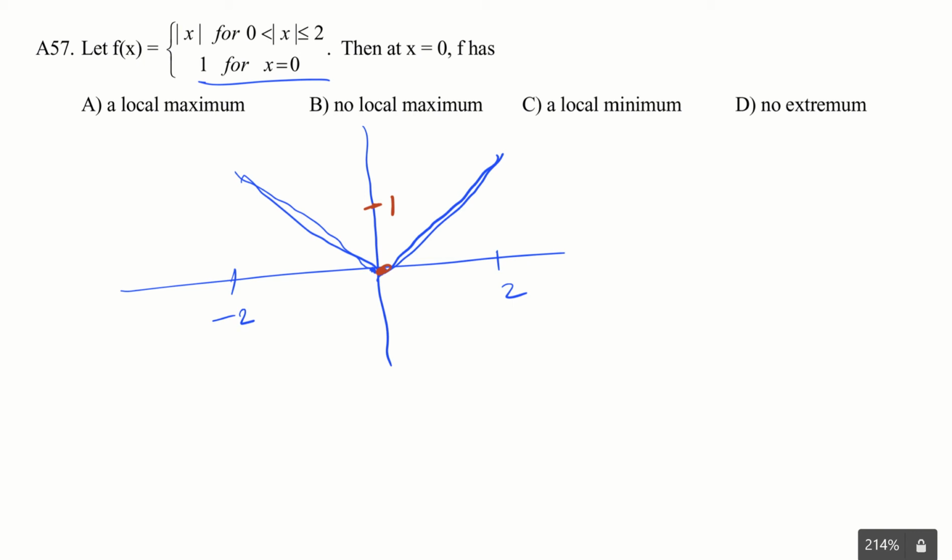Therefore, I want you to observe that if you take any small interval around 0, then obviously at 0 you have the maximum value. When you compare to every x, you can see that corresponding to x you have this much value only. But at 0 you have the value as 1. That means at 0 the function has a local maximum. Let's go to the next problem.